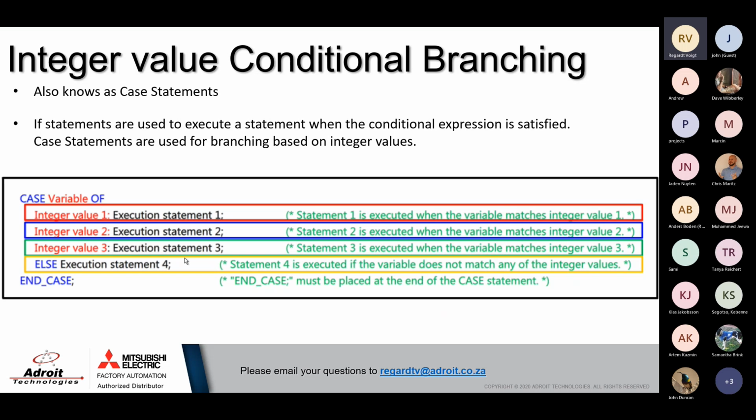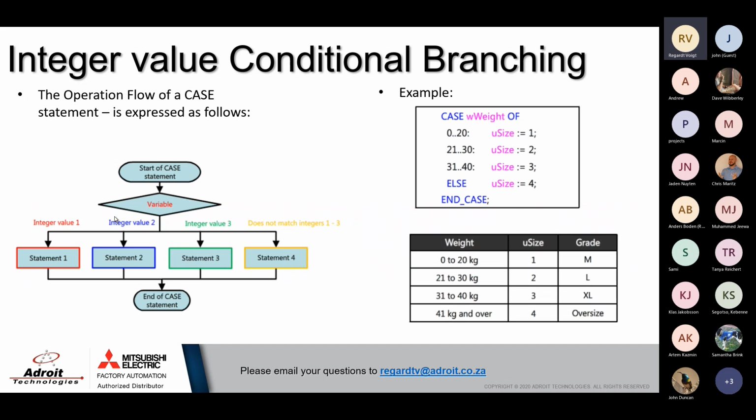In your GXWorks3, when you compile these conditional branching statements, and if you use all these case and ELSIF branching, you will have the option to minimize all of this and see the program holistically, or you can expand it and see each process. So that option is there.